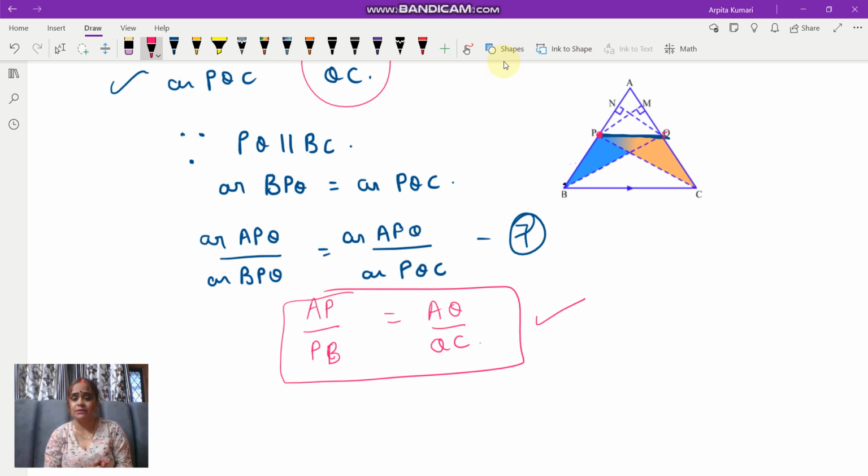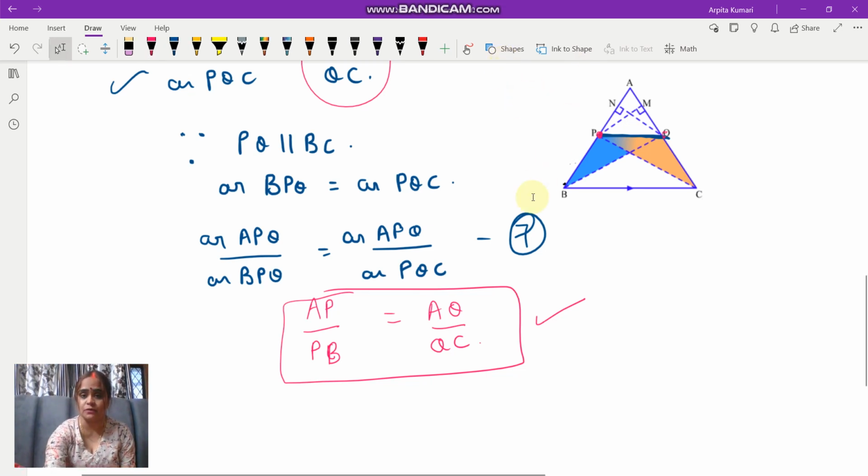I hope you understood this. In our daily life as well, we have lots of applications of this BPT theorem, especially in construction work. If we are constructing something, the BPT theorem will definitely work out in finding the missing sides.